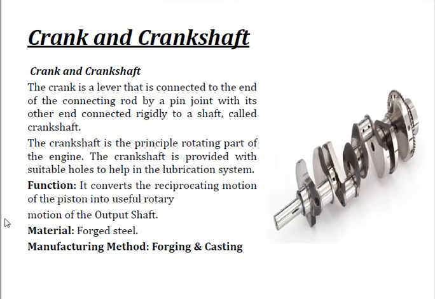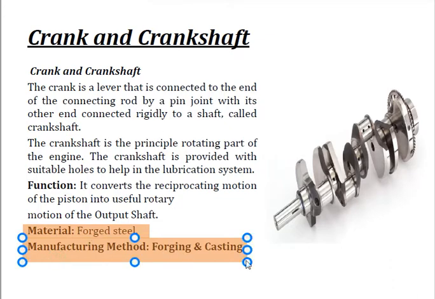Now going through the material. What is the material? Forged steel is the material used to manufacture the crankshaft. And what is the manufacturing method? The manufacturing methods are forging and casting. These two methods are used to produce the crankshaft, and the material is forged steel.